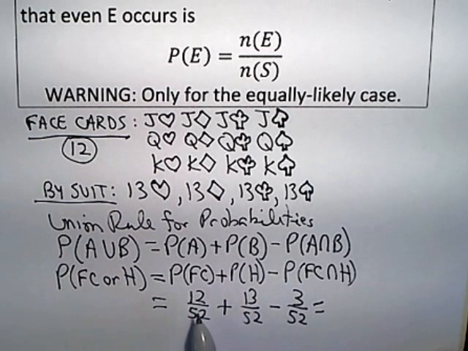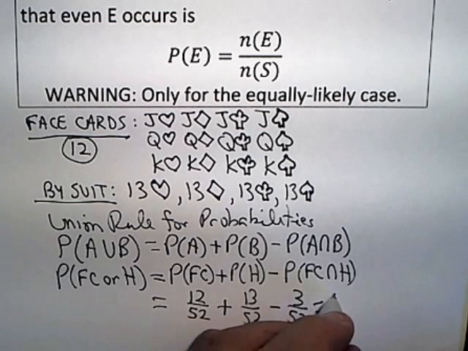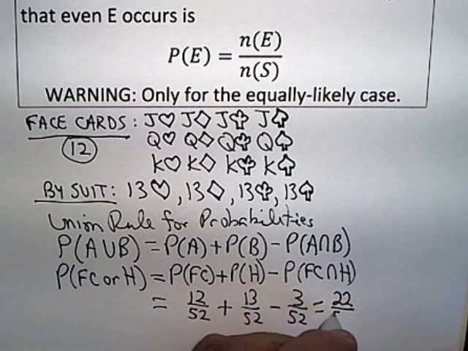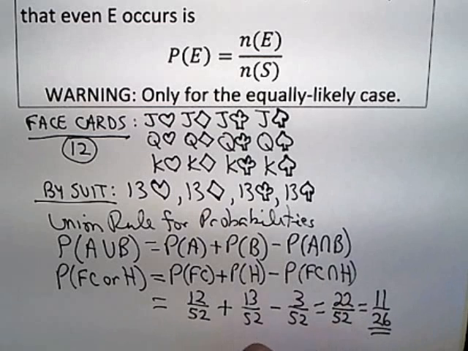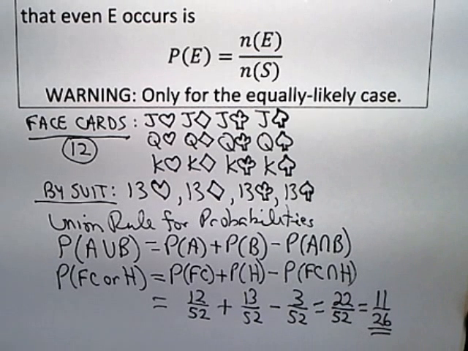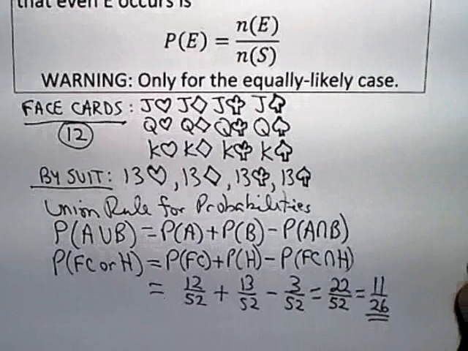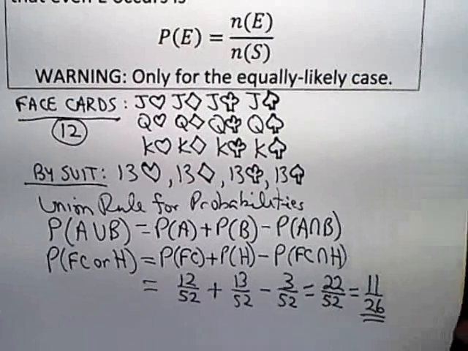And so when you simplify that, you get 12 plus 13 is 25, minus the 3 that you've counted twice, that'd be 22 over 52. And that reduces to 11 over 26. So the probability of having a face card or a heart is 11 over 26.